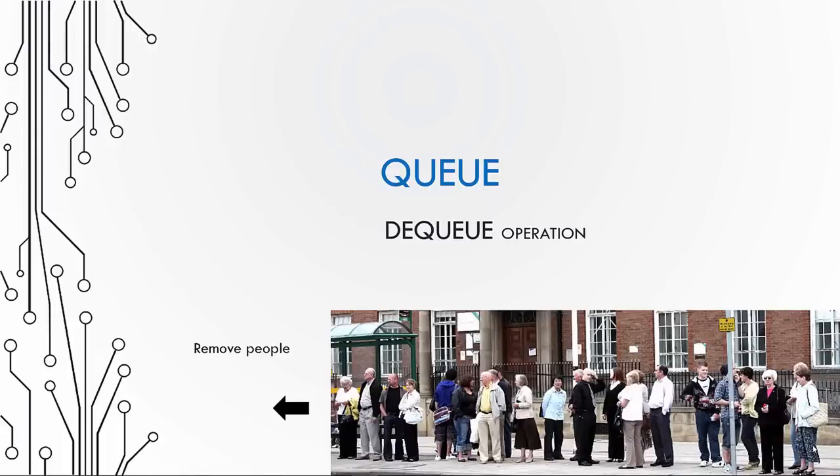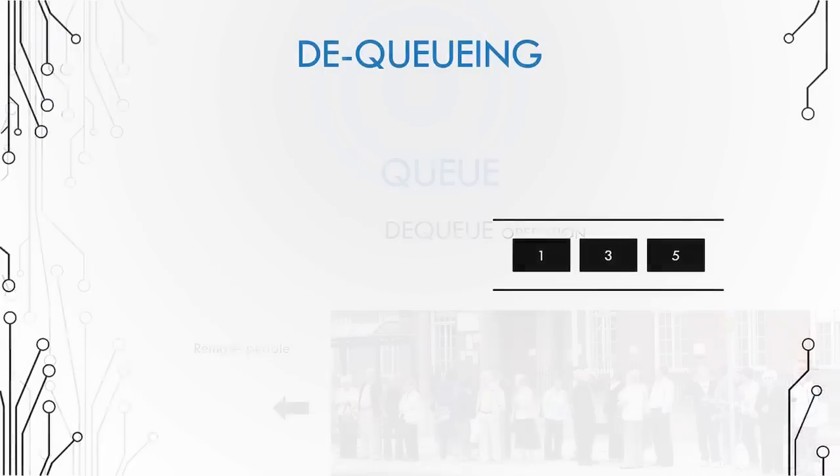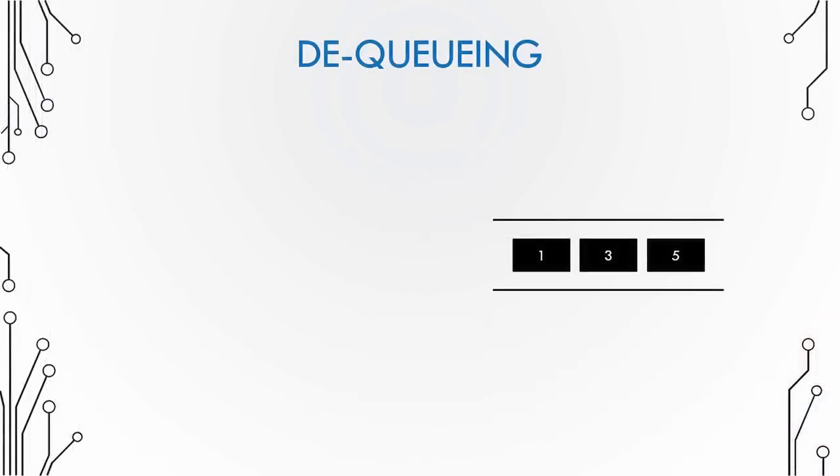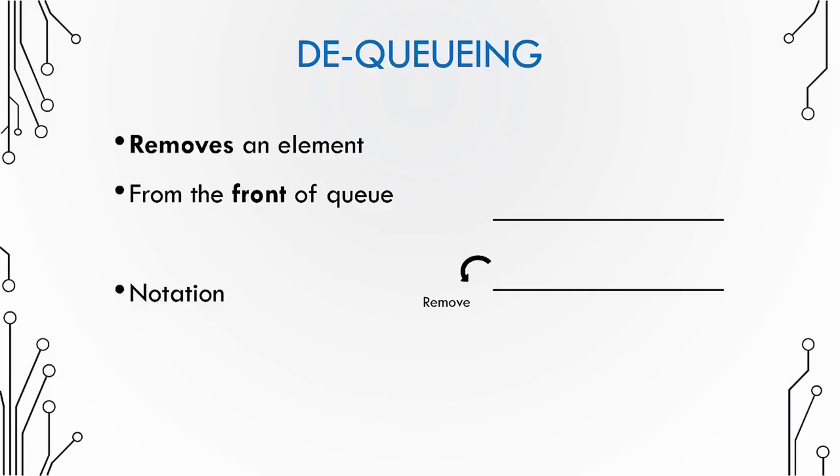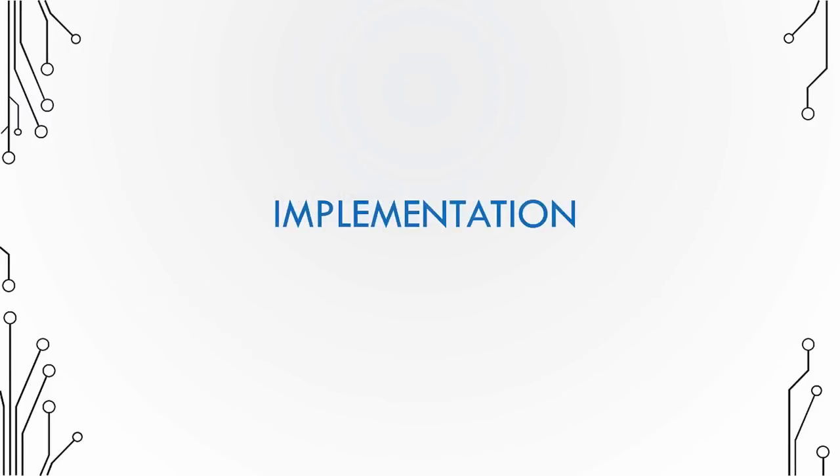In this video, we are going to check how we perform a dequeue operation on a queue and its possible implementation scenario. So what is dequeuing? Well, dequeuing removes an element from the queue. And from which end does dequeue remove that element? Well, from the front end. The notation for dequeuing is you just have a function called dequeue, and it usually returns the value that has been removed from the queue.